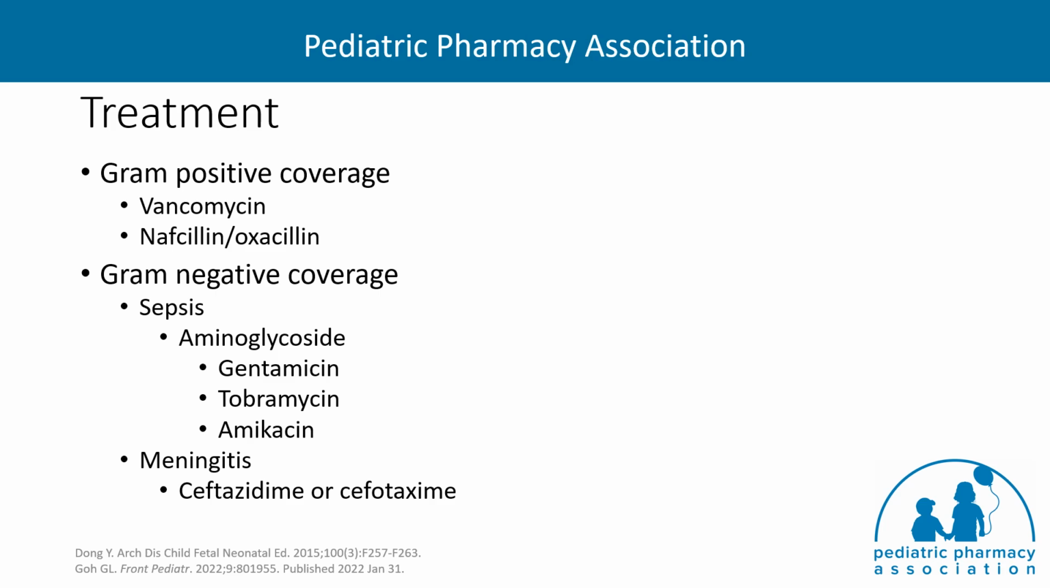While there are some similarities for treatment when compared to early onset sepsis, the notable difference is utilizing nafcillin or vancomycin for broader gram-positive coverage. Gram-negative coverage would still be the same by utilizing an aminoglycoside like gentamicin and adding on that cephalosporin for meningitic concerns.